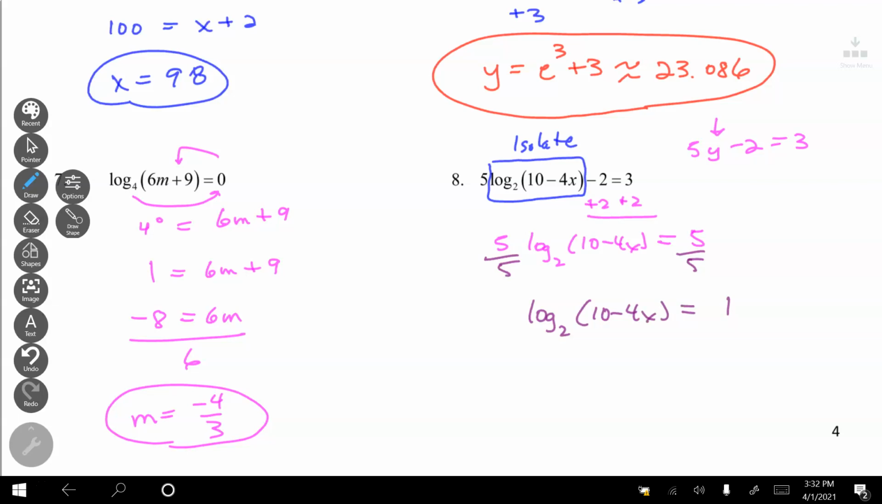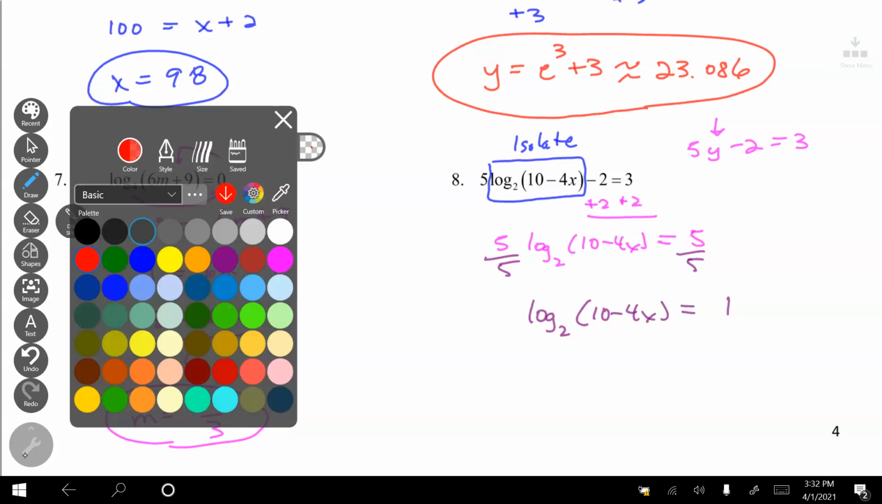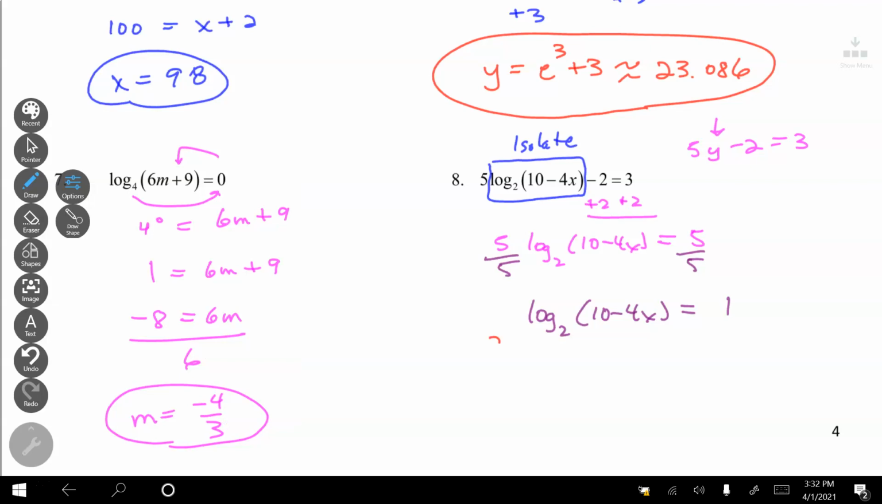And I could curl this, or actually I'm going to try the other method for it. So let's just show you something different. I'm going to do 2 raised to, 2 raised to. You know, it's the same thing as curling. It's just a different way of writing it. These cancel. I have 10 minus 4x is equal to 2 to the first. And 2 to the first is just equal to 2.